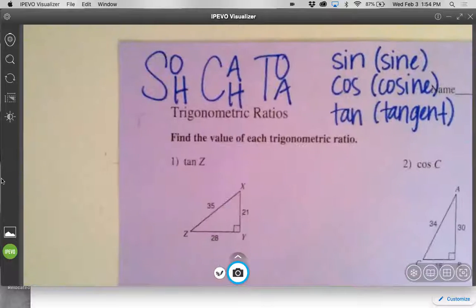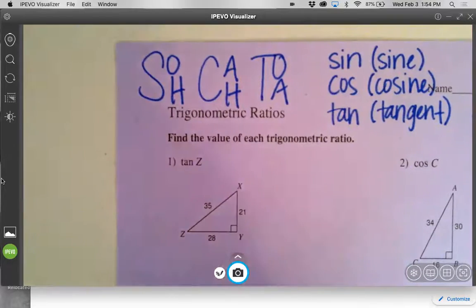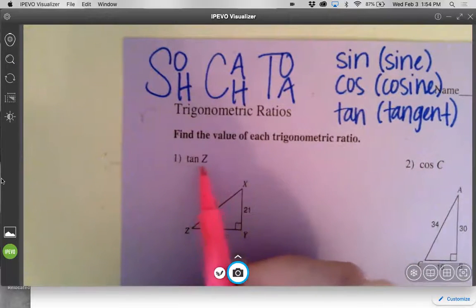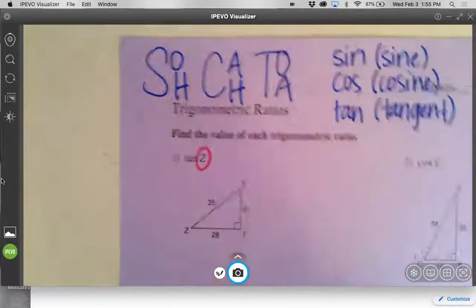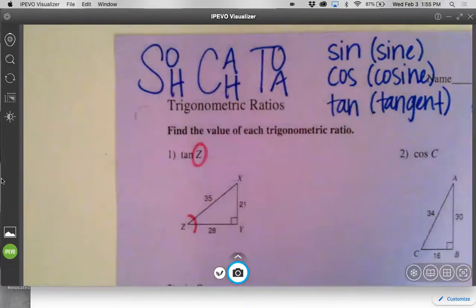So I'm going to start with number 1. And this says tangent of Z. That's how you read that. It's not tan Z, it's tangent of Z. And this Z back here lets us know what angle we're using. So we're going to mark angle Z on our triangle.